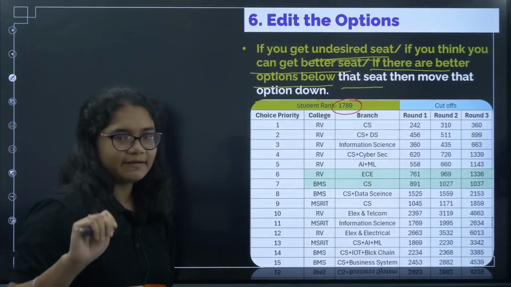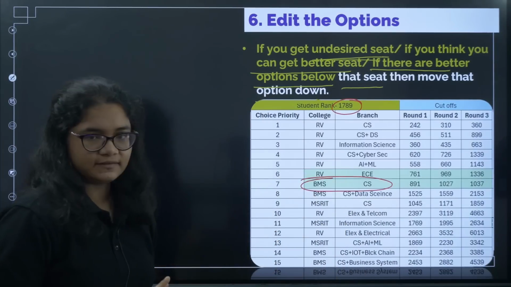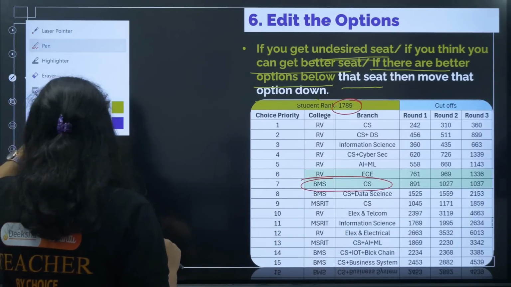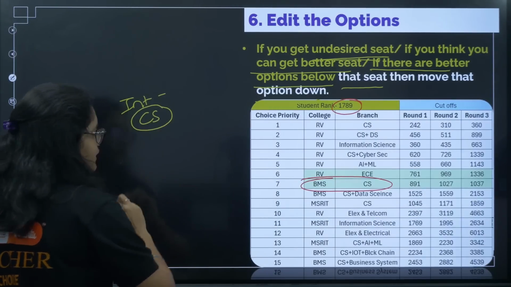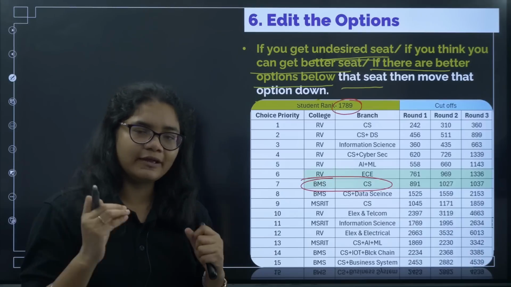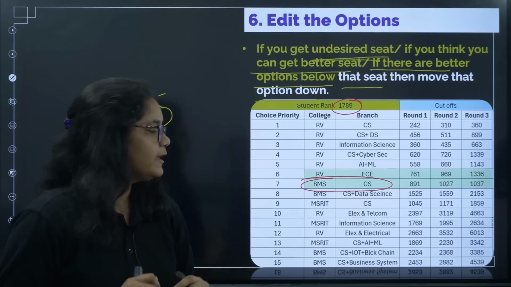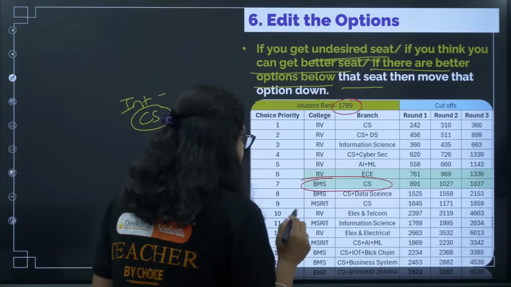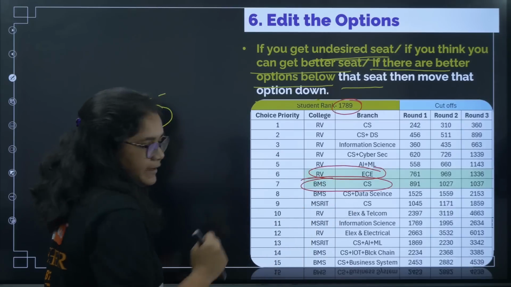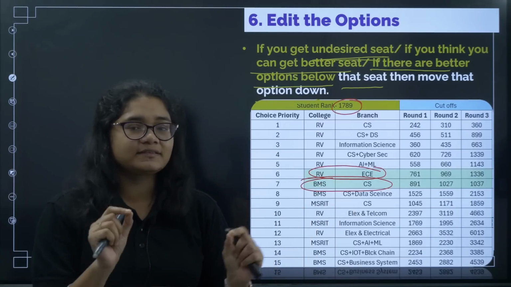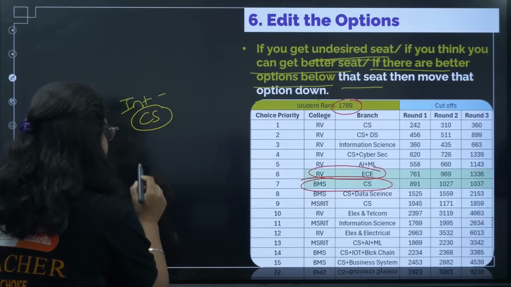Student rank is 1789 and the student has got BMS College of Engineering with CS. Suppose this student is very much interested in taking the CS branch. Whatever college, doesn't matter, CS branch is the one which I should study. Now for example, you can see here the student has put RV with ECE branch above it, but the student is not interested in the ECE branch.